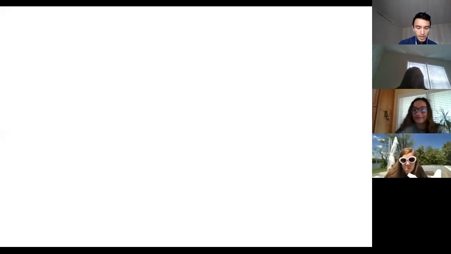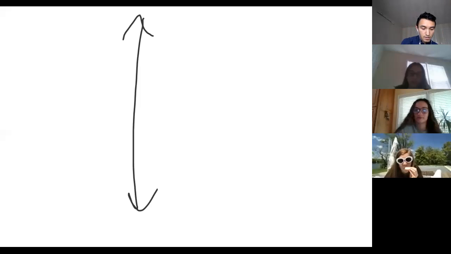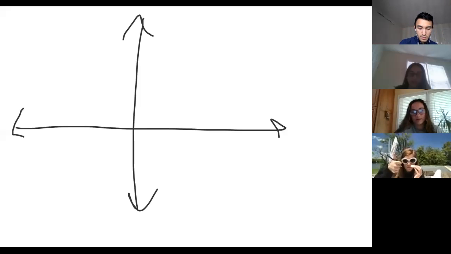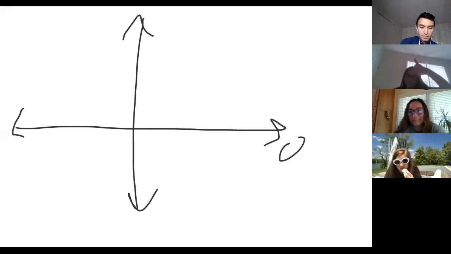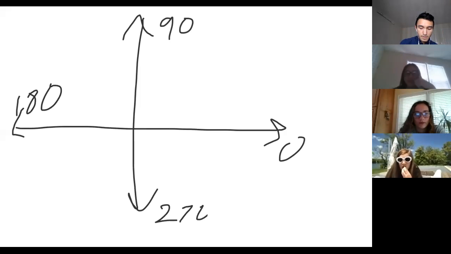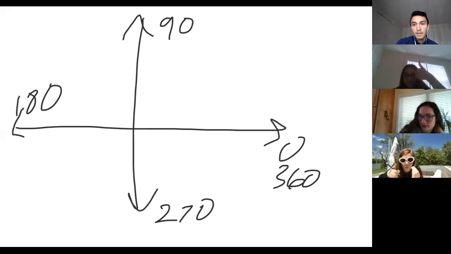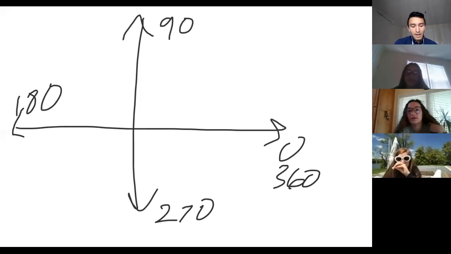So the way I look at it, do we all feel good about the general graphing part from last week, where the graph now becomes degrees? Does this all look familiar and okay? Yes, it makes sense. Okay, cool.